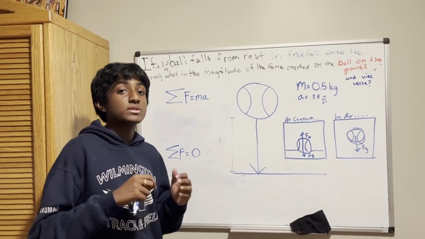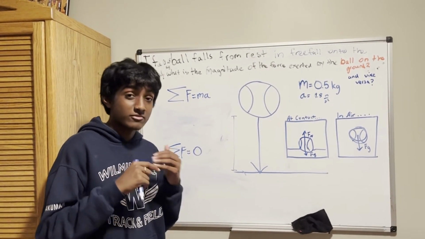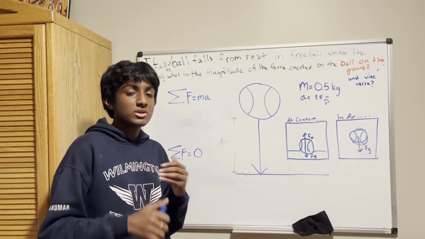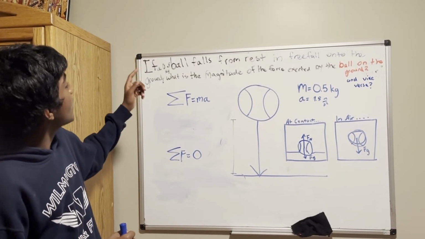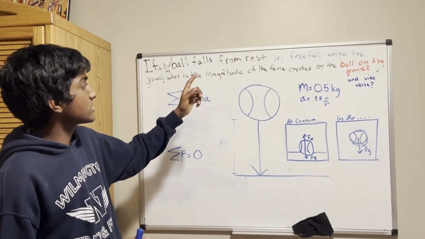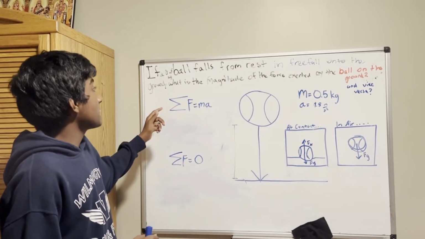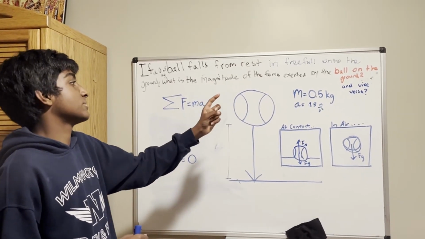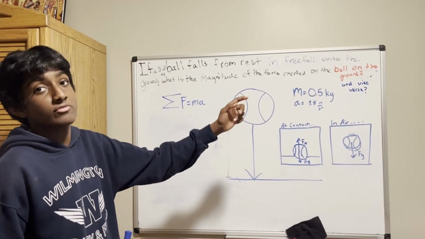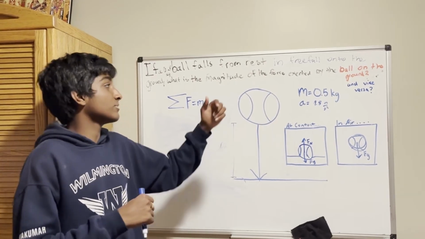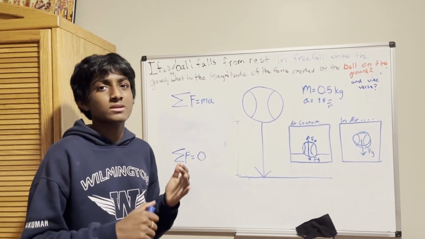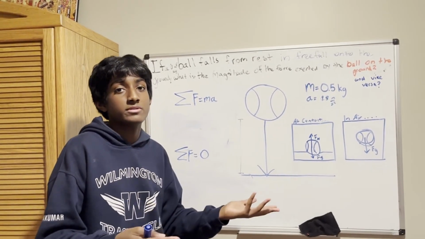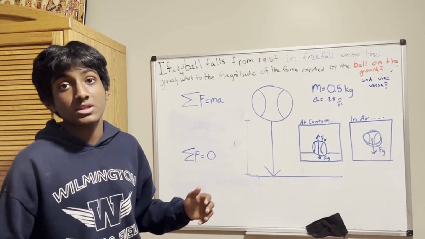Now that we've thought about the scenario in terms of kinematics by finding the final velocity, let's look at the scenario in terms of a dynamics problem. If a 0.5 kg ball falls from rest in free fall onto the ground, what is the magnitude of the force exerted by the ball on the ground, and vice versa? So it's the magnitude of the force of the ground onto the ball. Now you may think greater velocity, greater force, but this simply is not the case.